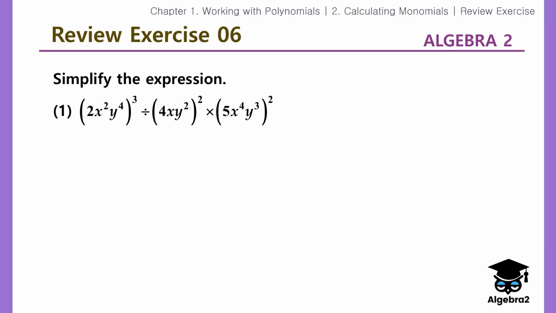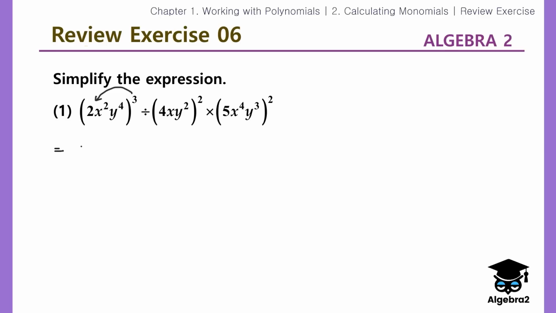Number 6. We're going to simplify these expressions. Well, this is quite a complicated expression, right? But step by step, we can do this. The first step we have to do is remove all of these parentheses, right? So let's try that. So number 1 is equal to 2 cubed, right?